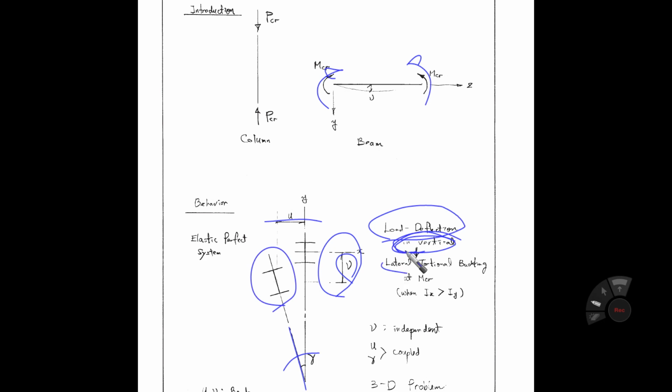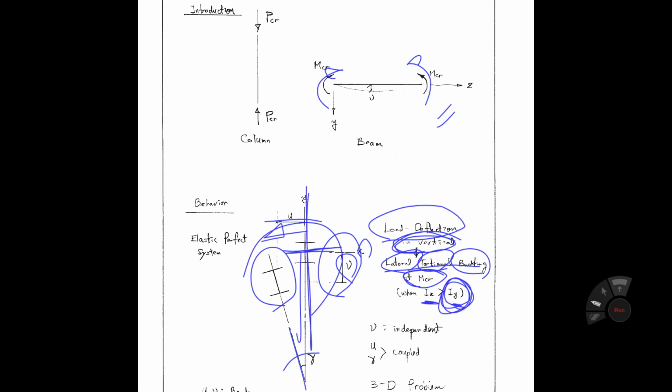It is lateral torsional buckling at MCR. If the magnitude of the moment reaches MCR, the beam has lateral torsional buckling. So lateral torsional buckling occurs in this beam. IX is greater than IY in this case. So when the beam buckles, it has displacement toward the weak axis direction, the y-axis. So buckling occurs in the weak axis direction.